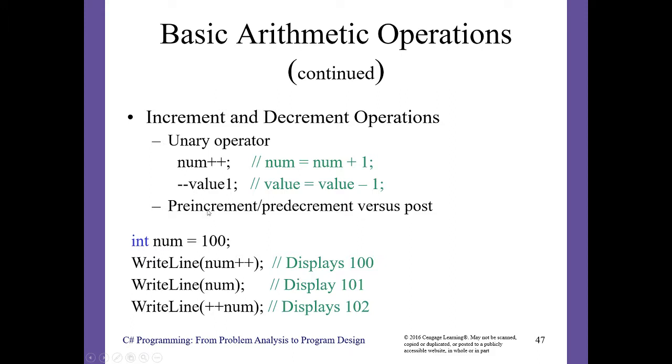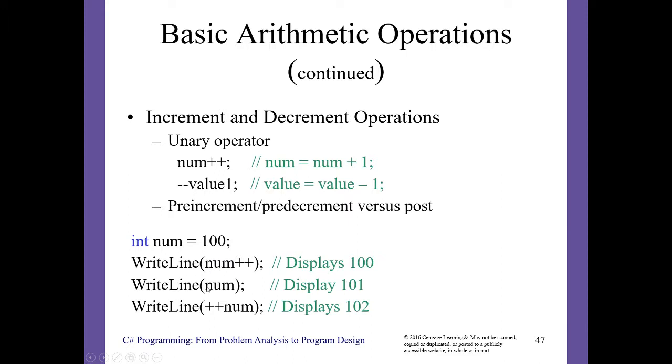Now, if we are doing a pre-increment, that means before the statement is executed. If it's a post-increment or decrement, we're going to do it after the statement is executed. And we can tell that by where the plus or the minus signs are placed in regards to our variable. So here we have a number 100. In this first line of code, we say we want to write a line that contains that variable and then increment that variable. So when the write line statement occurs, the variable will be equal to 100. It'll display 100. Then num will become 101 after it has been printed.